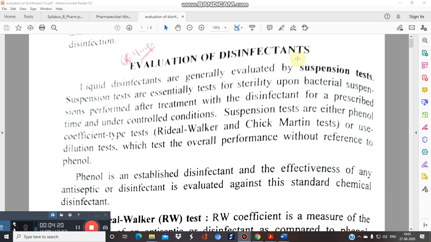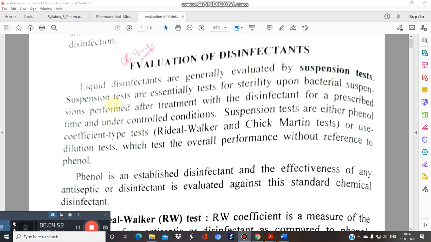So yes, we need to evaluate the efficacy of the disinfectants and the potency of this sanitizer, etc. So how is it possible? So far we will focus upon the disinfectants. The liquid disinfectants are generally evaluated by suspension tests, and these suspension tests are particularly based upon the phenol coefficient value.